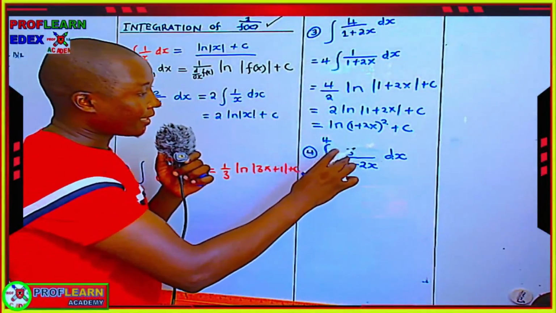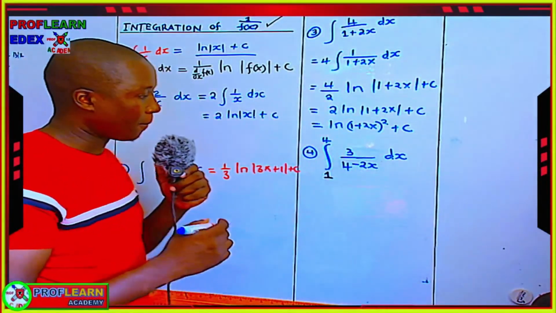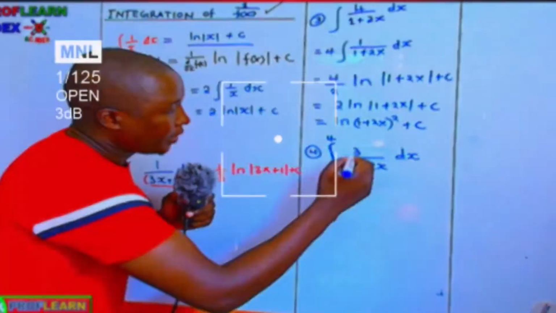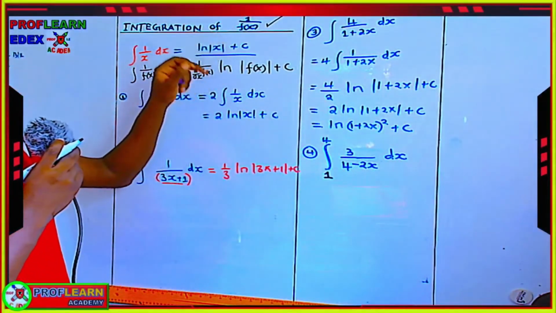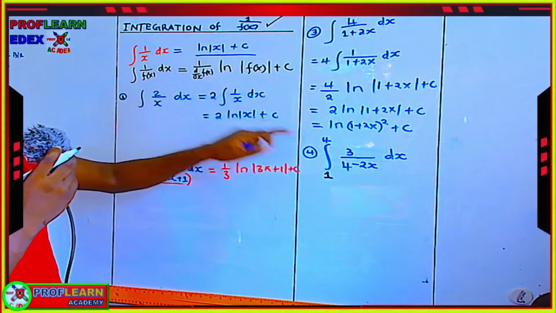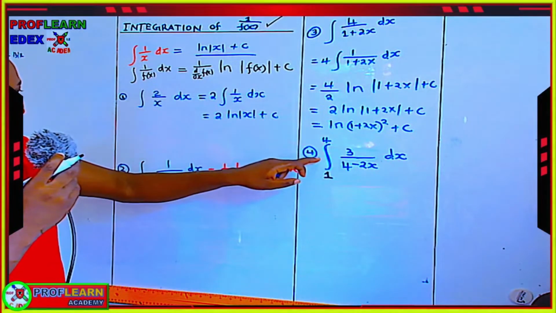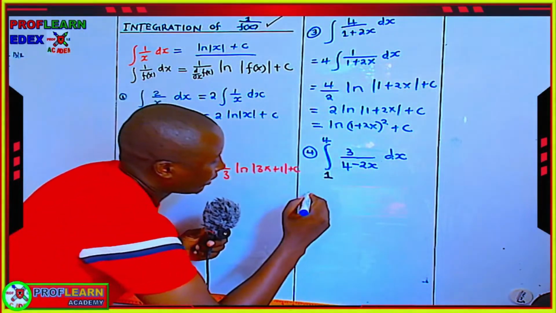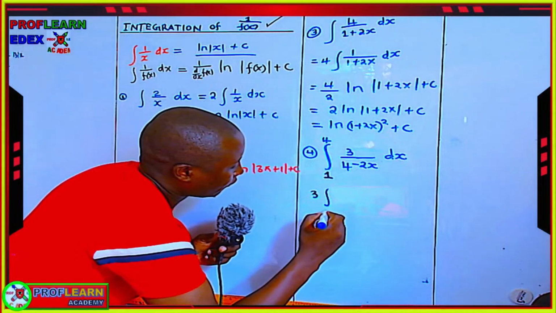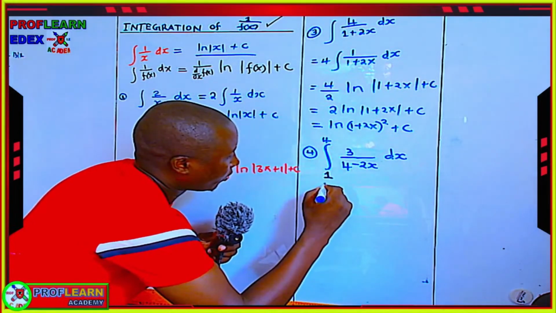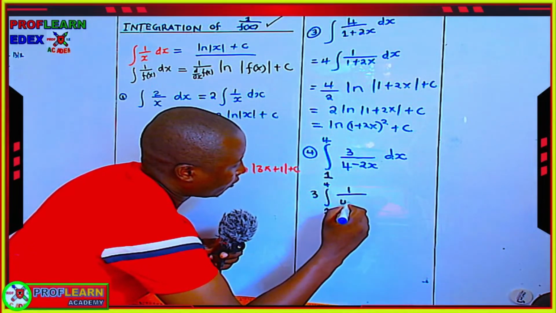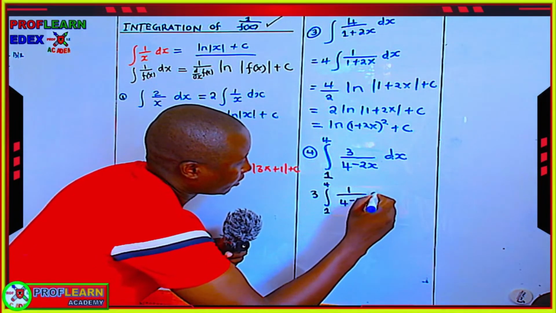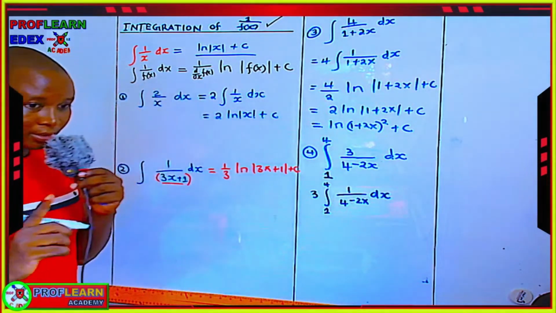Now, at this point of time, I want to show you how you can be able to integrate this question step by step. Now, number 1, we need to prepare this question so that we can be able to integrate it using this relation we are having here. First, we have to take 3 outside the integral, and then we shall have 3 integral from 1 all the way to 4, and that translates to 1 over 4 minus 2x with respect to x. That is the first step.